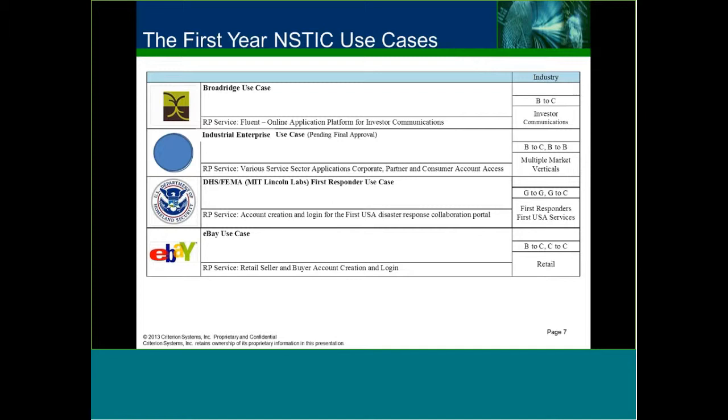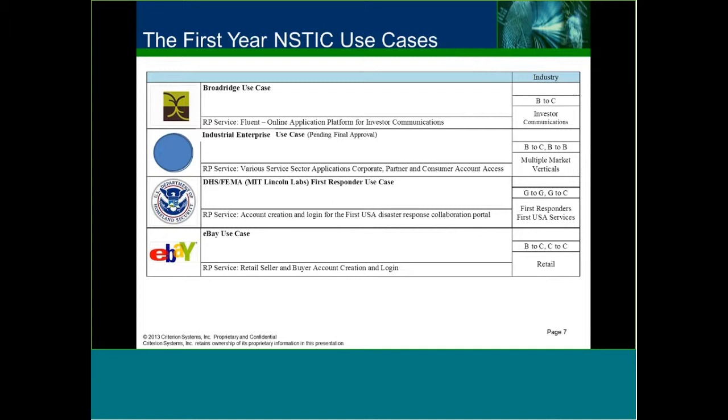DHS FEMA is rolling out in January, first or second week of January, with a first responder use case on an incident response portal. That's a collaboration portal that will be used across various states for significant disasters, such as what happened in California with the fire, as well as up in New York and Massachusetts as well.